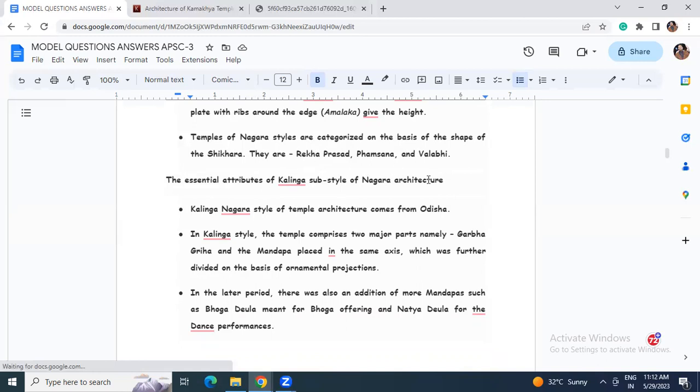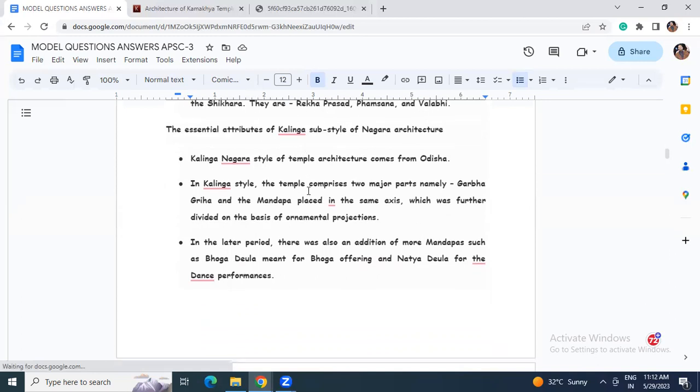Then Vallabhi, Famsana. So, these are Rekha Prasad, Famsana, Vallabhi. These are the categorization on the basis of Shikhara. Then essential attributes of Kalinga substyle of Nagara architecture. Kalinga is a substyle of Nagara architecture.